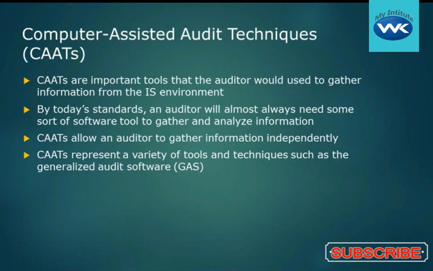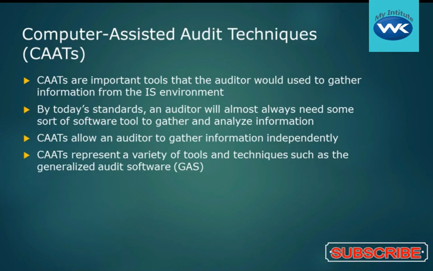Another part of auditing is the use of computer-assisted audit techniques, CAAT, and I'm just going to call it CAT, or CATs for plural. And CATs are important tools that, as an auditor, you need to use to gather information in this IS environment. By today's standards, you're almost always going to need some sort of software tool to gather and analyze information. And the CATs do that. They can help you gather information independently. Now, when I say CATs, that's not a software, but a collection of software that would fall under audit techniques. And that means that they represent a variety of tools and techniques.